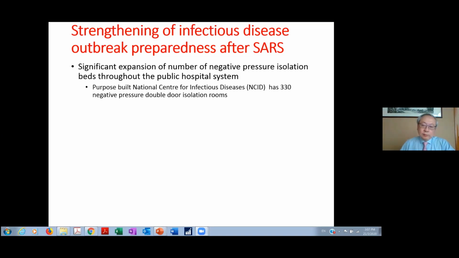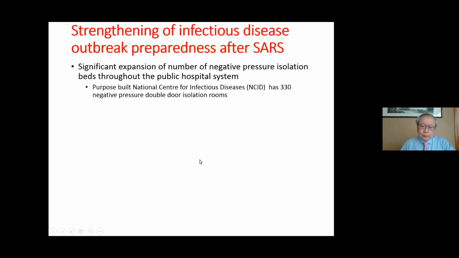So among those measures include significant expansion of our number of negative pressure isolation rooms throughout the public system. Specifically, there is a purpose-built National Center for Infectious Diseases. It has 330 isolation rooms, the double door type, and scalable up to 500 rooms. So other measures include segregation of our inpatient and outpatient facilities in our public hospital.